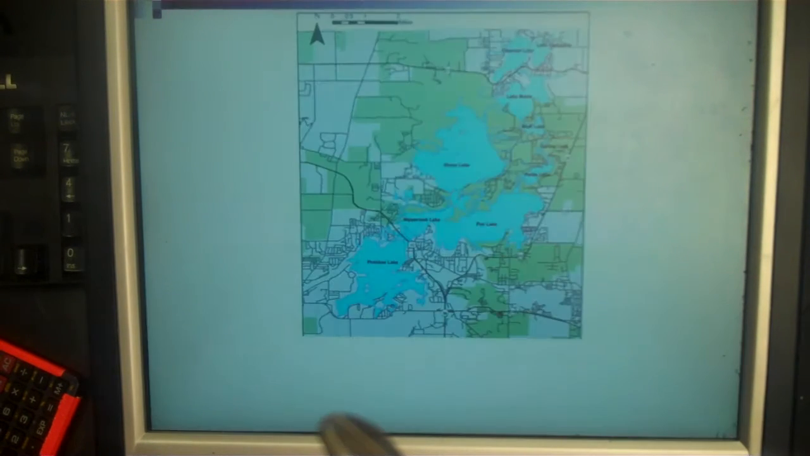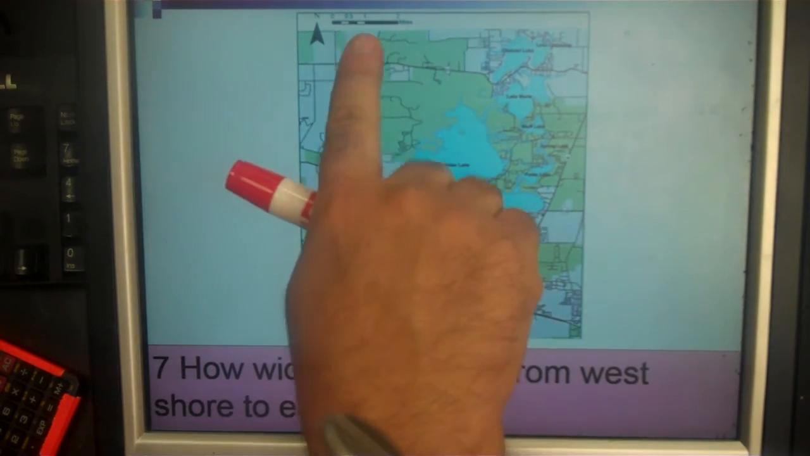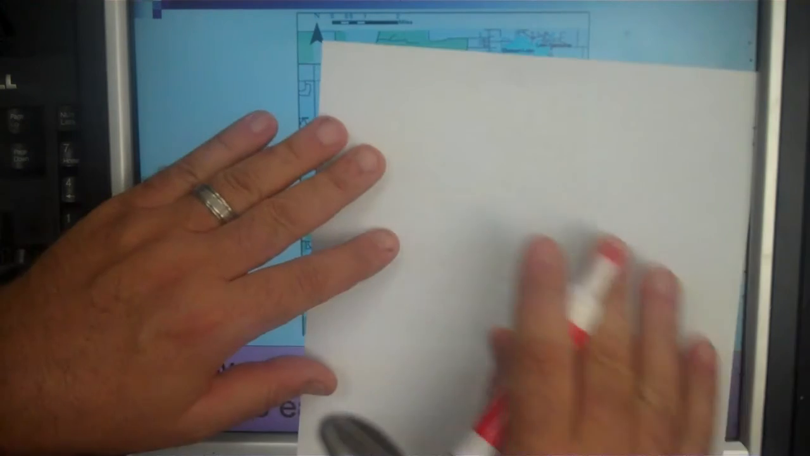Next question. We have now a map of the Fox Lake area. How wide is Fox Lake from the west shore to the east shore? Since we have a new map, we have to come up with a new scale. And the scale is up here at the top.